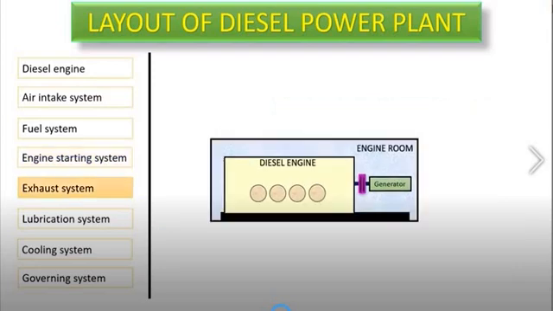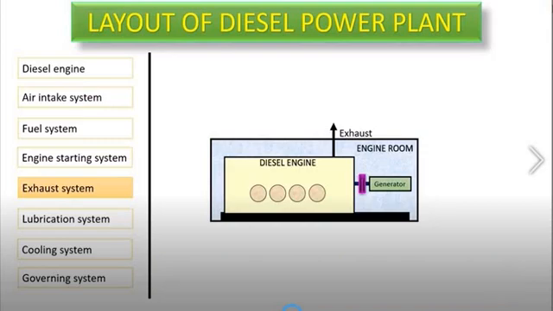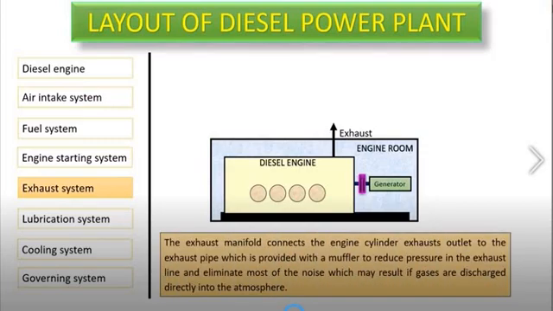Next is the exhaust system. The exhaust system discharges the engine exhaust gases to the atmosphere outside the building. So the exhaust is taken outside the engine room, and the exhaust manifold connects the engine exhaust outlet to the exhaust pipe, which is provided with a muffler to reduce the pressure in the exhaust line and eliminate most of the noise which may result if gases are discharged directly into the atmosphere. So here the exhaust is not directly passed to the atmosphere, it is passed through the silencer to reduce the noise.